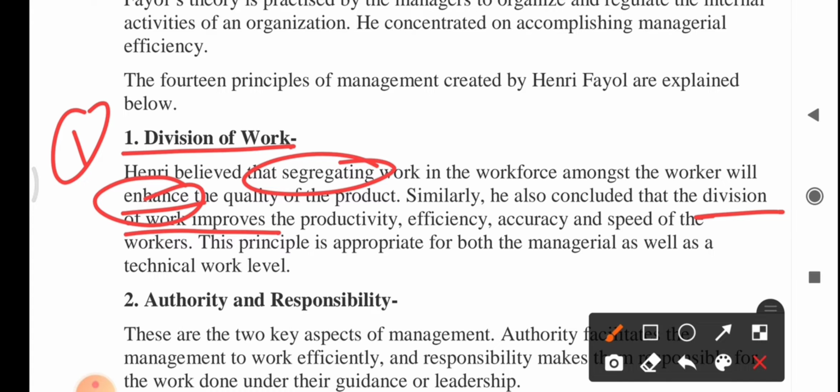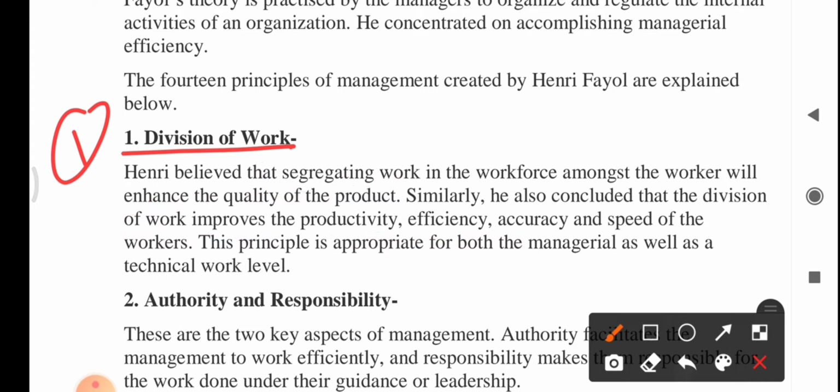The same is applicable in the division of work. According to Henry, it always gives a good result: productivity, efficiency, accuracy, speed of the work. These are the advantages when we divide the work. This principle is appropriate for both managerial as well as technical work levels.